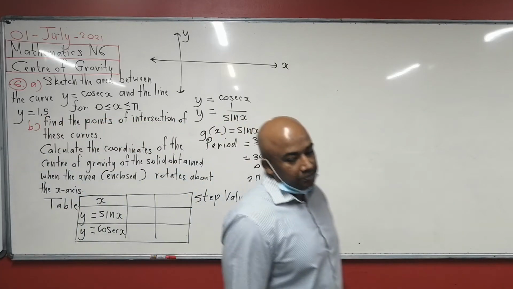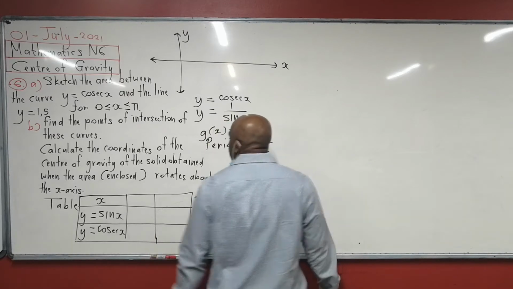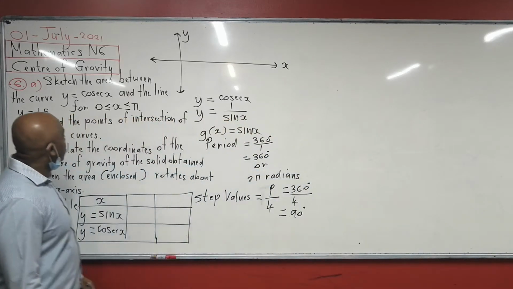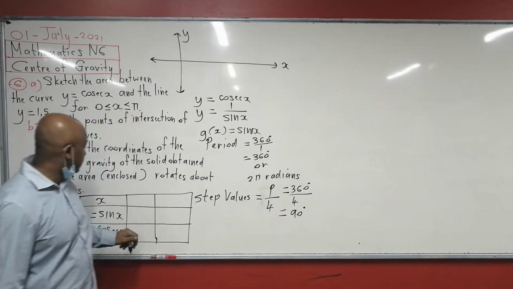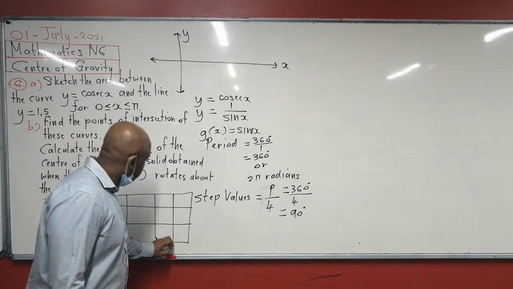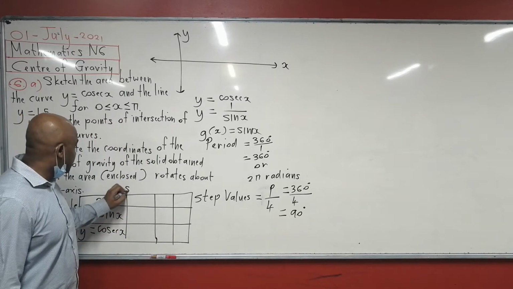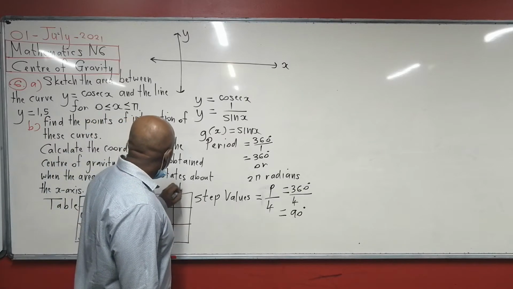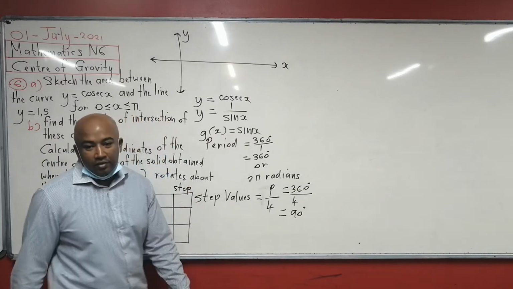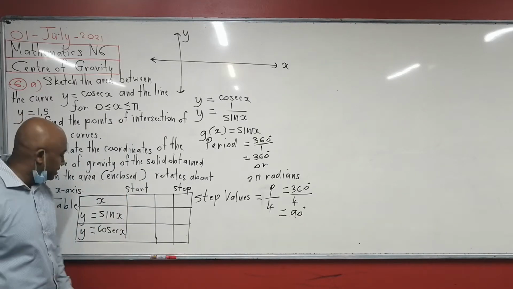Right, so now what values are we dealing with? 0 to pi. Right, so that means we are starting. So this is your start value. This will be your stop value. And you can do this on the calculator. I'm just showing you what you're going to see on the calculator.